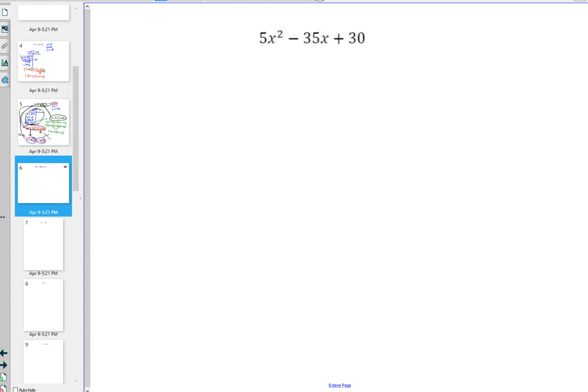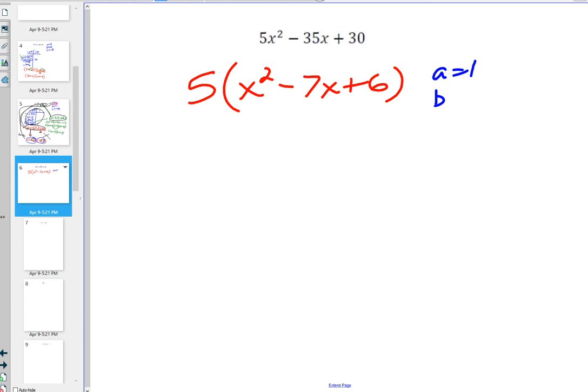Here we do have a GCF. Trayshawn, what number can I divide all three of those terms by? By 5. So you bring out the 5 first. Divide everything by 5. That leaves me x squared minus 7x plus 6. The nice thing about that is now the leftovers, there's a 1 in front. So now, Trayshawn, I'm going to be able to go straight to factored form.